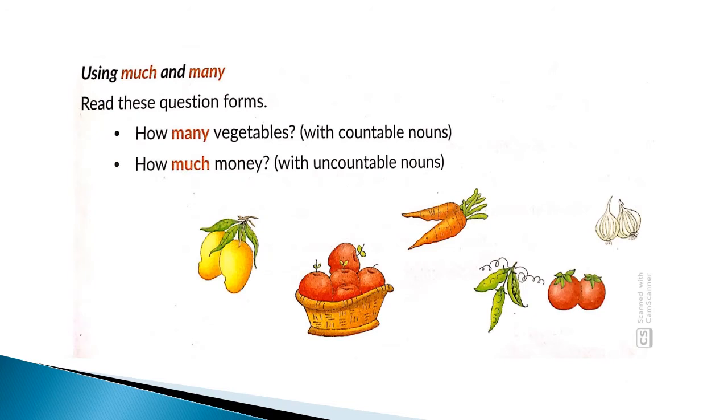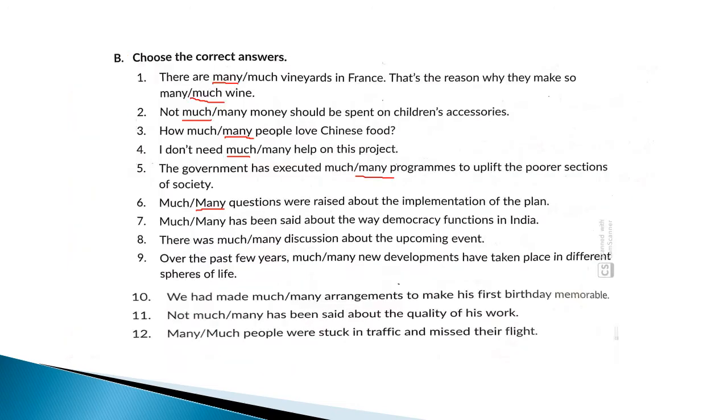Coming to the usage of much and many. How many vegetables? How much money? So, the countable nouns use many and the uncountable nouns use much. Now using this rule of countable and uncountable, you have to pick out the correct adjective. There are many vineyards in France. We do not say much. Vineyards we can count. That's the reason why they make so much wine. Wine cannot be counted. Not much money should be spent on children's accessories. Money is not countable. How much or how many?